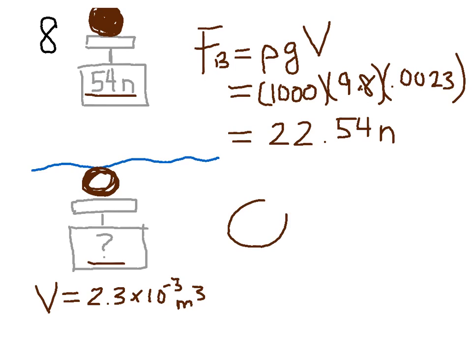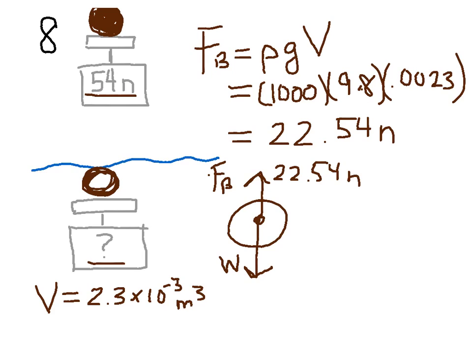So the next question is, what happens? Let's look at our rock. If we draw a free body diagram of this, we know there's a force going down, the weight. We also now know there's a force going up, the buoyant force. The buoyant force is 22.54 newtons. The weight from earlier we know is 54. How do we know what the apparent weight is going to be? It's the difference between the two, because 54 newtons pushes down, but when it's in the water, there's another force that pushes up. So we subtract these two, and we get a total of 31.46 newtons as the apparent weight.